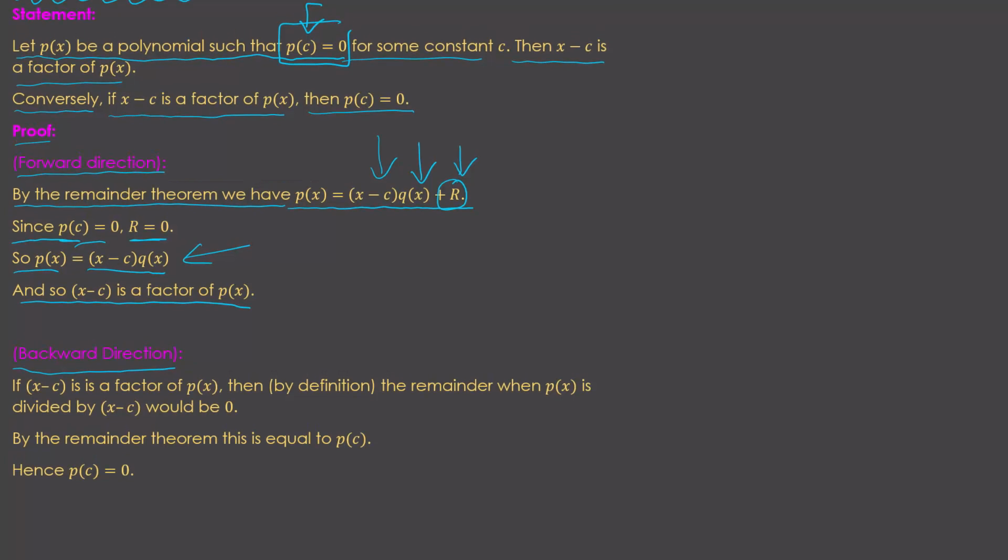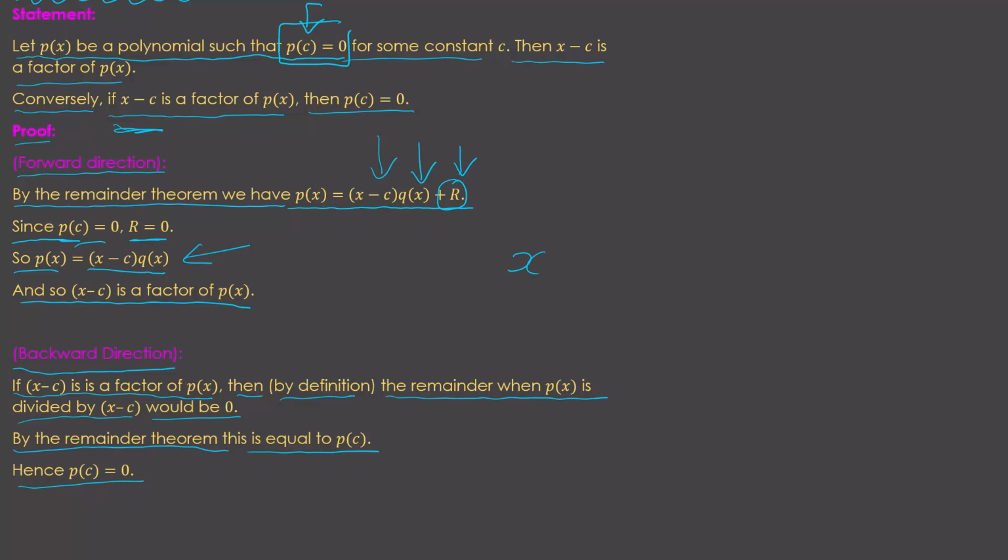And the backward direction is where we know that x minus c is a factor of p of x. If x minus c is a factor of p of x, then by definition, the remainder when p of x is divided by x minus c would be 0. By the remainder theorem, this is equal to p of c. Hence, p of c is equal to 0.